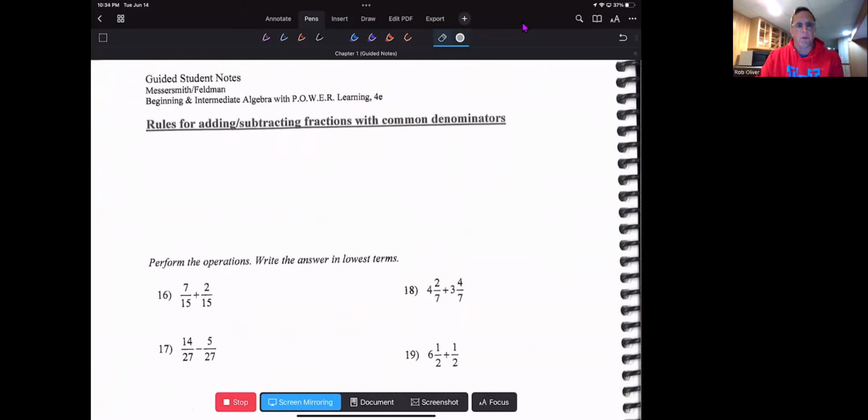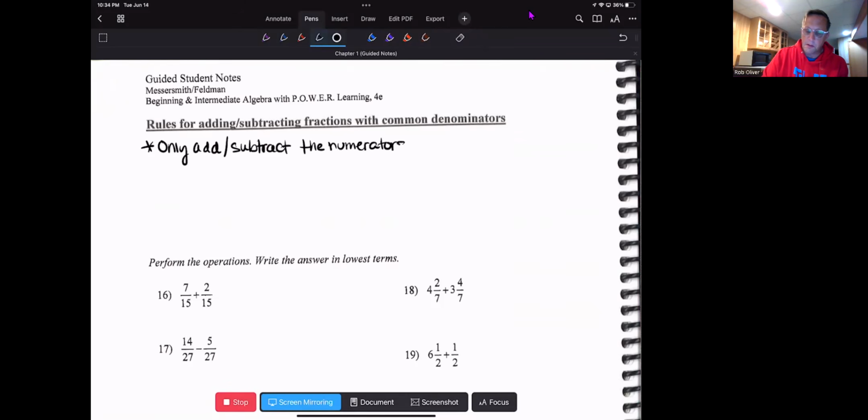So let's go ahead and start with the rules for adding and subtracting fractions. Sorry, these are popping up on my screen that I didn't want there. All right, it's a pretty simple rule. The rule is that you only add or subtract the numerators. And then it kind of goes without saying that you should always simplify.